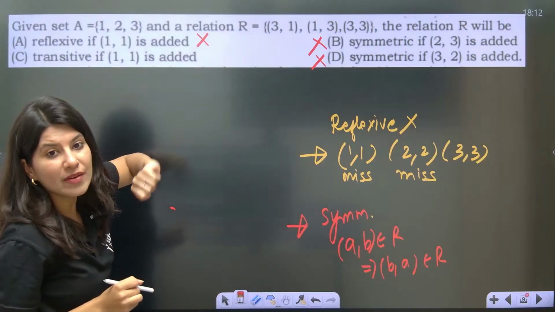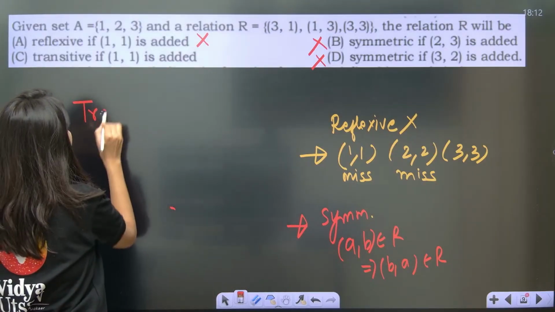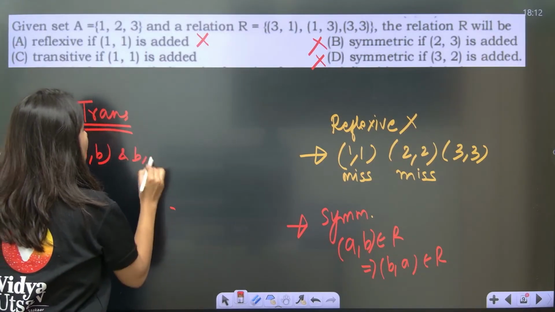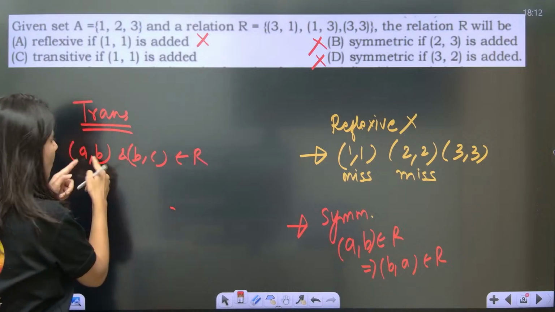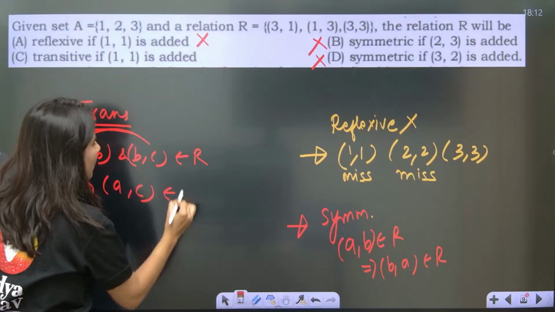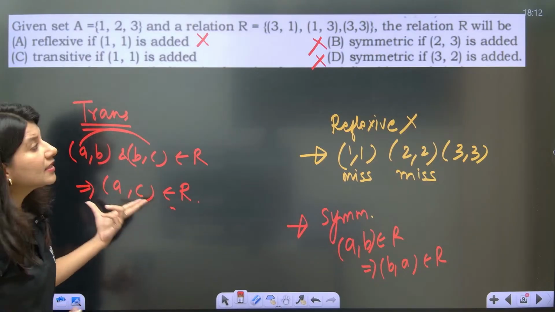Transitive, if (1, 1) is added. So transitive, what is the definition of transitive? Tell me. If (A, B) and (B, C) belong to R, then (A, C) should belong to R. That's how the transitive relation works.